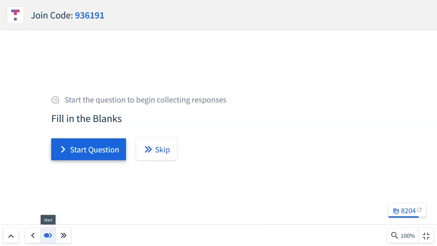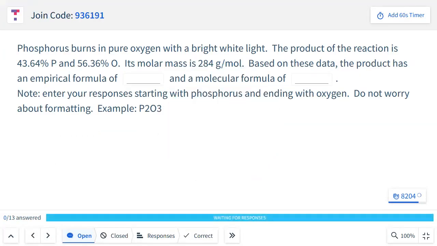All right, so let's close out this review session by doing one last problem. We have phosphorus. Phosphorus burns in oxygen to create a pure white light and a chemical compound that is 43.64% phosphorus and 56.36% oxygen. The molar mass of this substance is 284 grams per mole. Based on these data, the empirical formula is blank, and the molecular formula is blank.